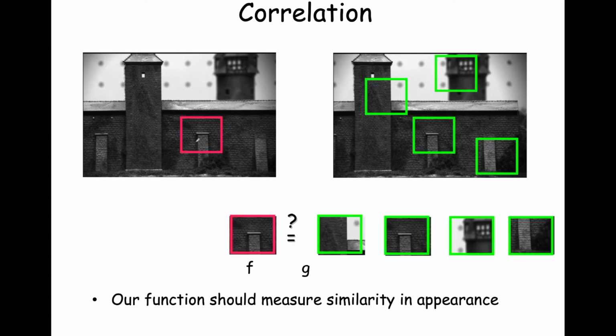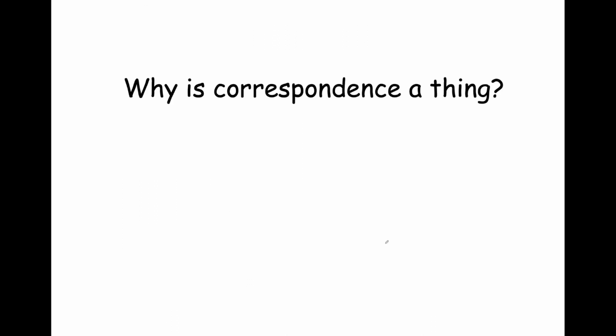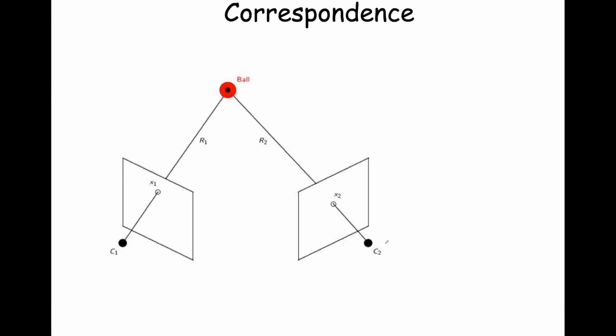And so our function then should measure the similarity in the appearance of the pixels in the original. We'll call that a query, F, and each one of these potential targets, we'll call that G. And so why is correspondence even a thing? Why do we care about this? It's used for all sorts of interesting applications.